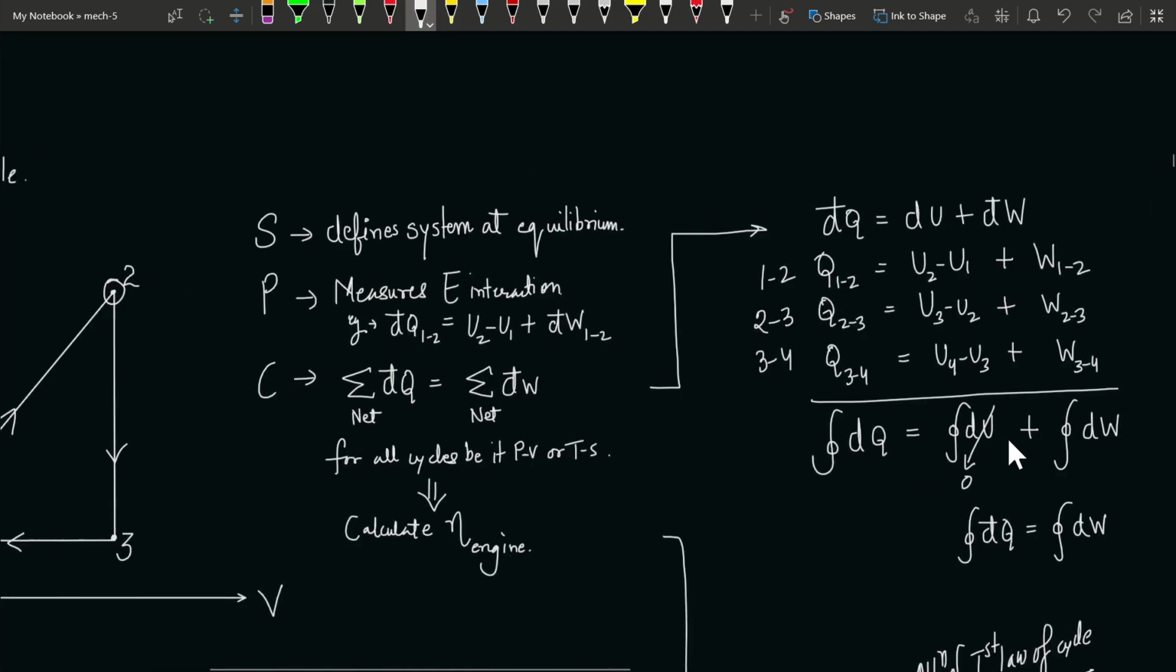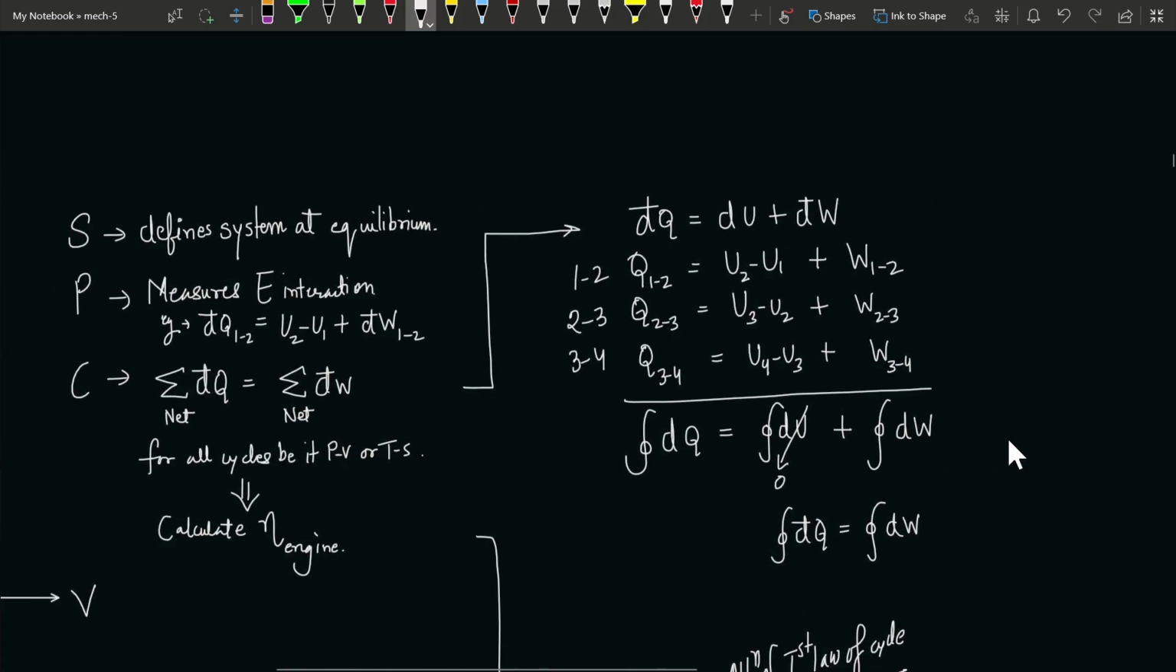Now, how can we say that? You can see a basic proof here. You know the first law of thermodynamics: dQ is equal to dU plus dW. You can define this for the 1 to 2 process, 2 to 3, and 3 to 4. If you add them all, one thing you can find out is that for any cycle there is no change in property, right? As we have said, for a cycle the property remains the same.